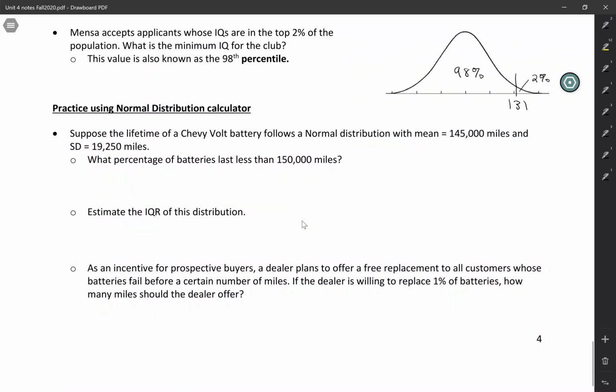So at the bottom of the page, there's another example for you to practice on your own. And the Google Forms will share the answers and feedback.